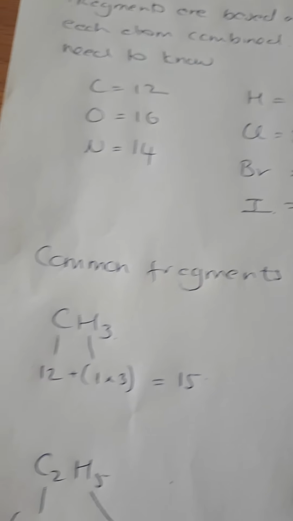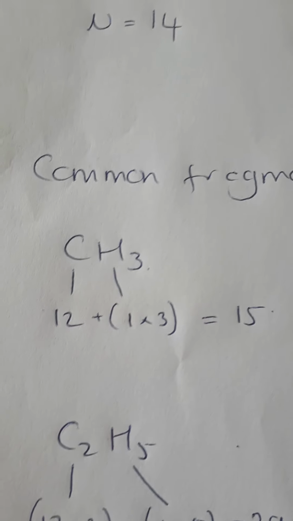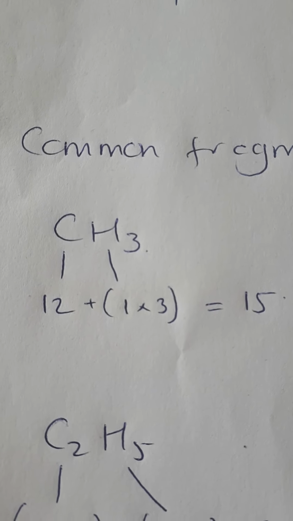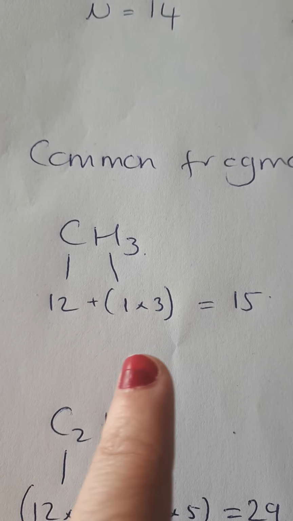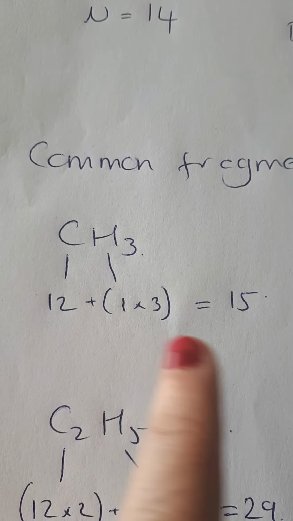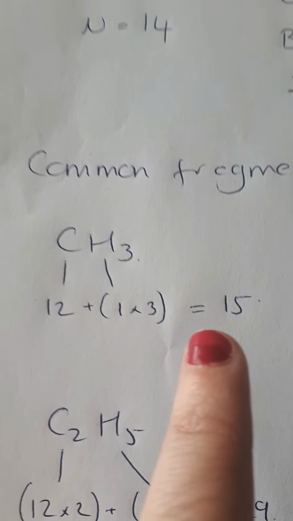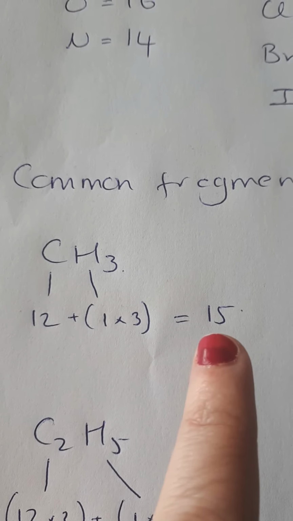So some of the more common fragments. Well, CH3 is a very common fragment. So what I've done there is 12, because that's the mass of carbon. The mass of hydrogen is 1, multiply that by 3 and I get 15. So in the mass spec itself, there should be a line at 15.